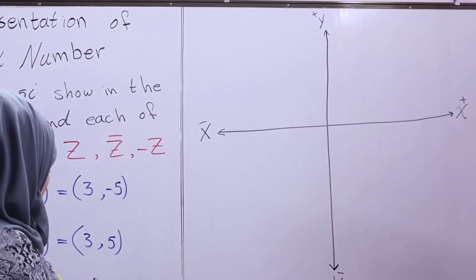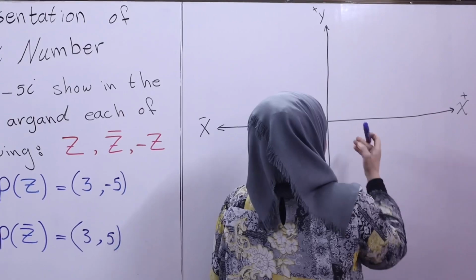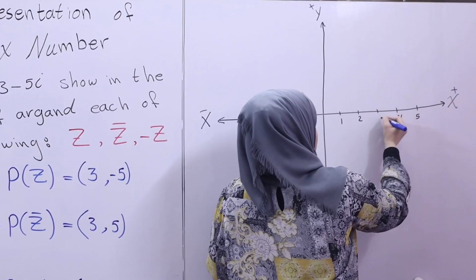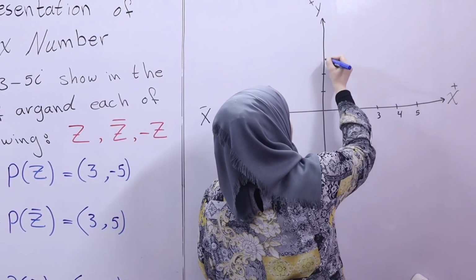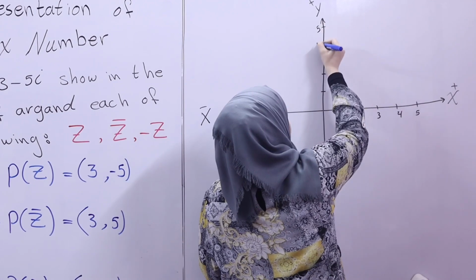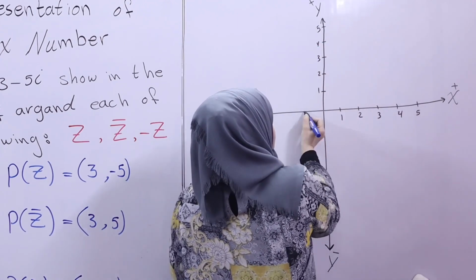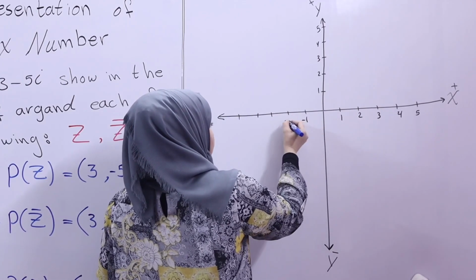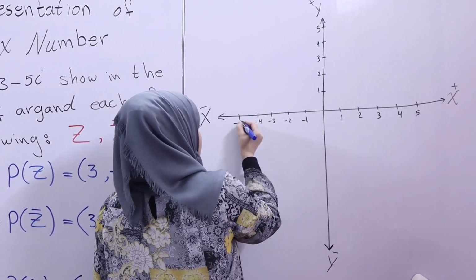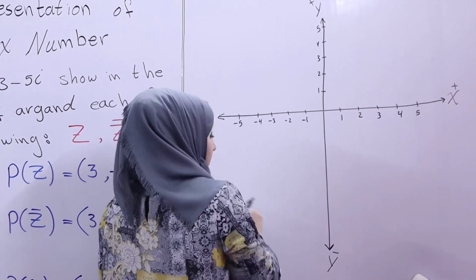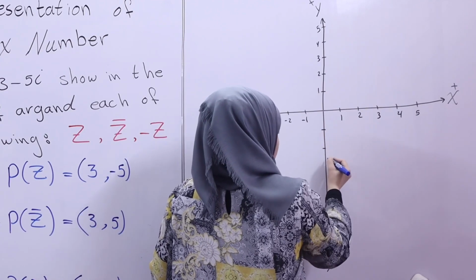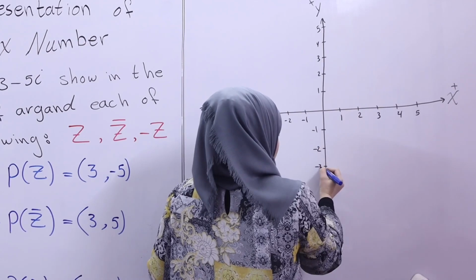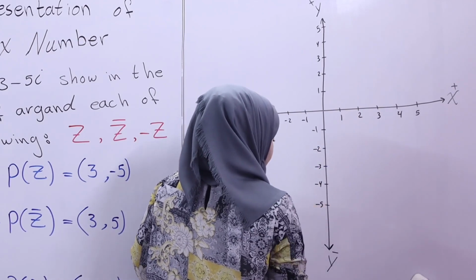So we will write the points 1, 2, 3, 4, 5 on the positive axis, and negative 1, negative 2, negative 3, negative 4, negative 5 for the negative x-axis, and here also for the negative y-axis, negative 1, negative 2, negative 3, negative 4, negative 5.